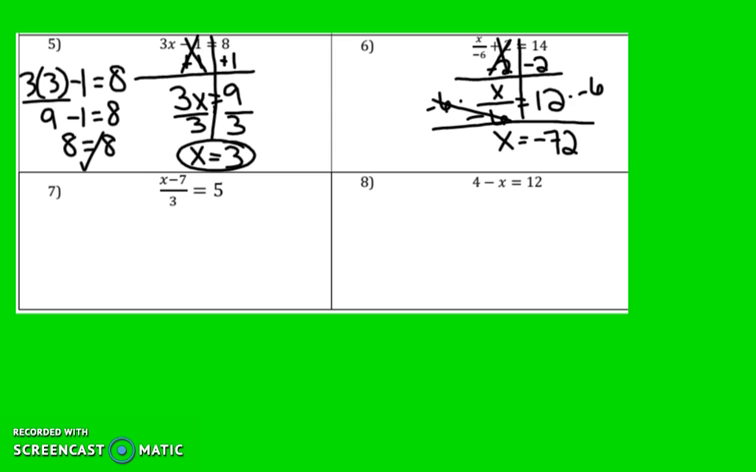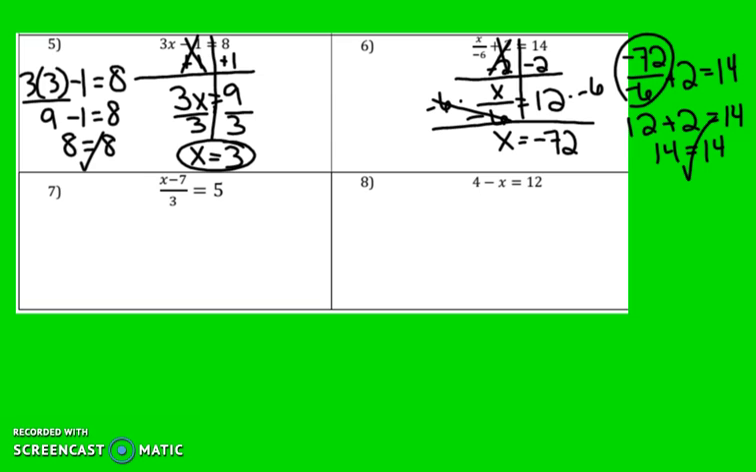And again, plug it in to check yourself. Negative 72 divided by negative 6 plus 2 equals 14. Order of operations tell me to do the division first. Well, 72 divided by 6 is 12. Plus 2, 12 plus 2 is 14, and 14 equals 14, so we are good.